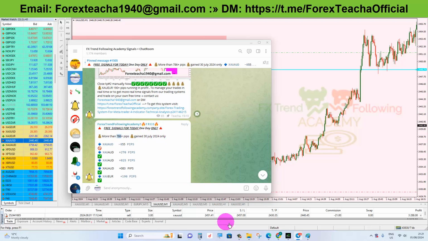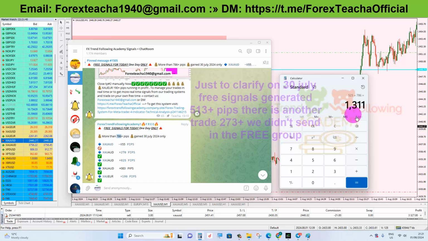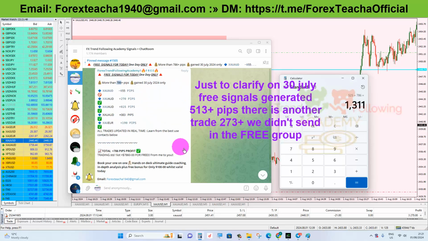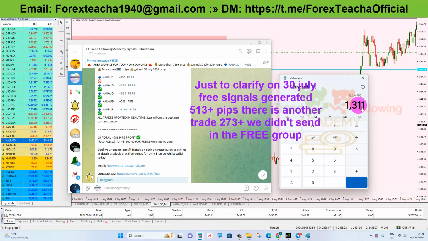786 pips, right? So if you get that 786 plus the 525 for today, it gives you 1,300 pips. So if you were trading using a 0.1 lot, this is simply $1,300 that I gave you for free. If you're trading with a 1 lot, this is simply $13,000 that I gave you for free. If you're trading with 10 lots, it's even way too much, man.